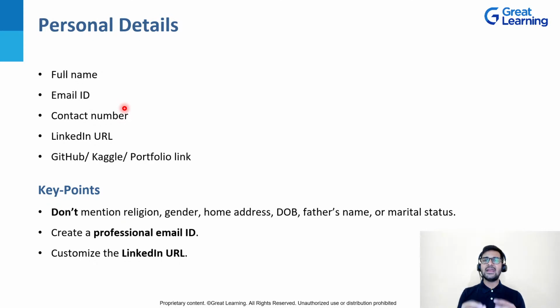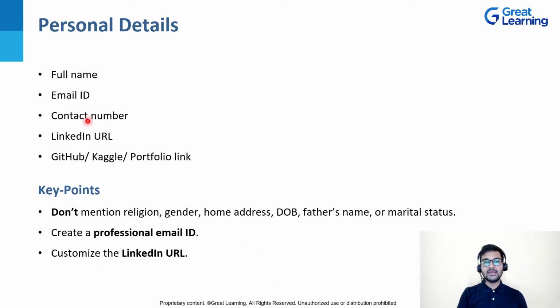Any other thing, your address or anything, if the interviewer or the recruiter wants to ask you, since you have provided your email and your contact number, they can contact you and they can ask for it. But do not waste your valuable space on the resume writing things which are not really necessary, such as your address, marital status, parents name, parents occupation. All those things are not required. Only these 5 things will be more than enough. Don't mention religion, gender, home address, DOB, father's name, marital status.